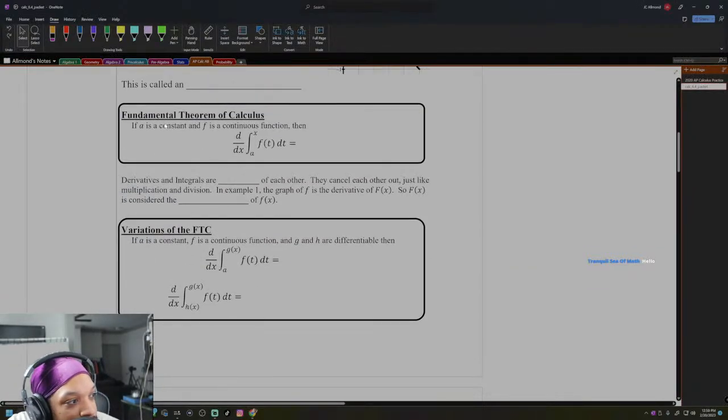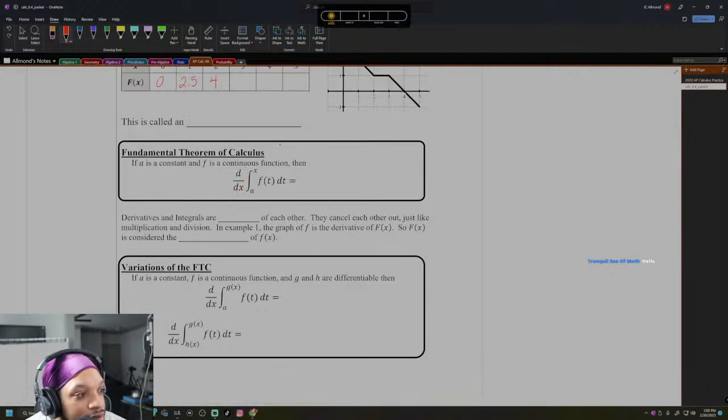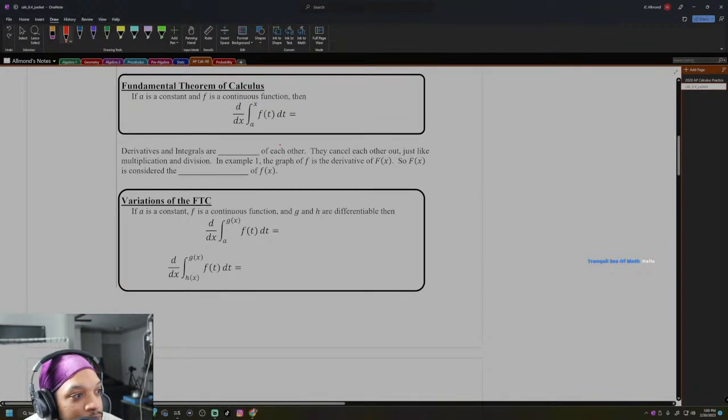Fundamental theorem of calculus. If a is a constant and f is a continuous function, do you remember what the derivative of an integral is? It's just the function itself, right? So really this is just f of x.